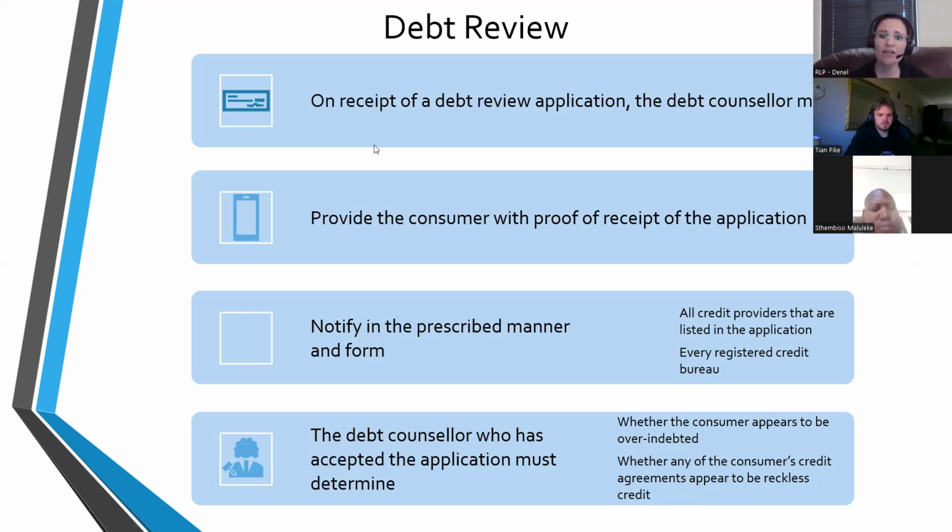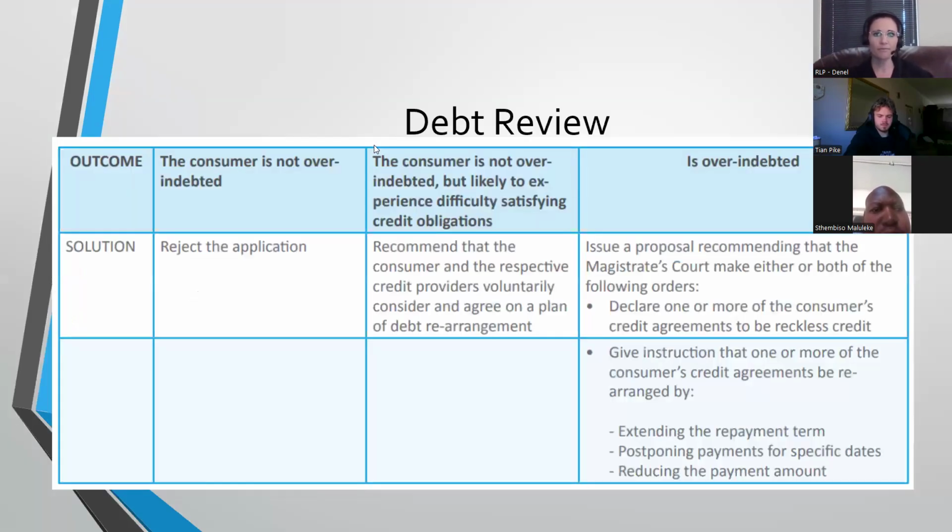And then a debt counselor who has accepted the application must determine whether the consumer appears to be over-indebted and whether any of the consumer's credit agreements appears to be reckless credit. Once again, they'll start at the beginning of the agreement to determine the financial position, because if that credit provider granted credit recklessly, the agreement will be declared reckless and set aside or suspended. So this is a quick and easy guide on what happens for an application for debt review.